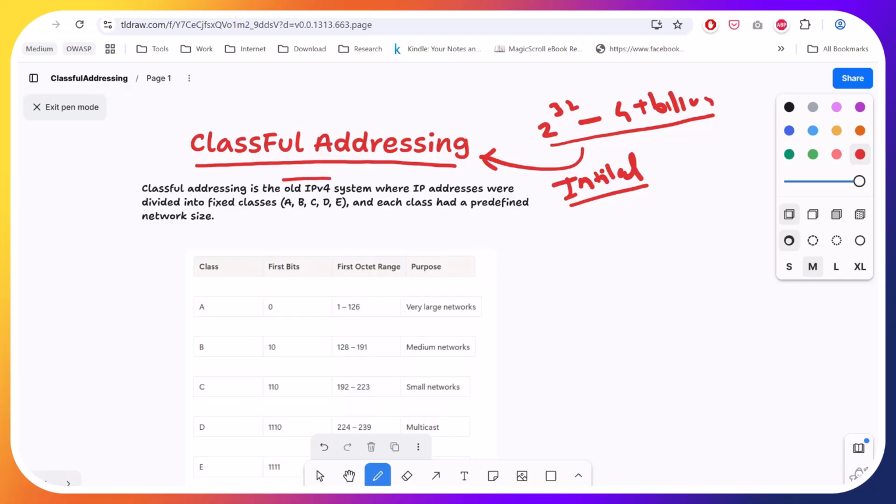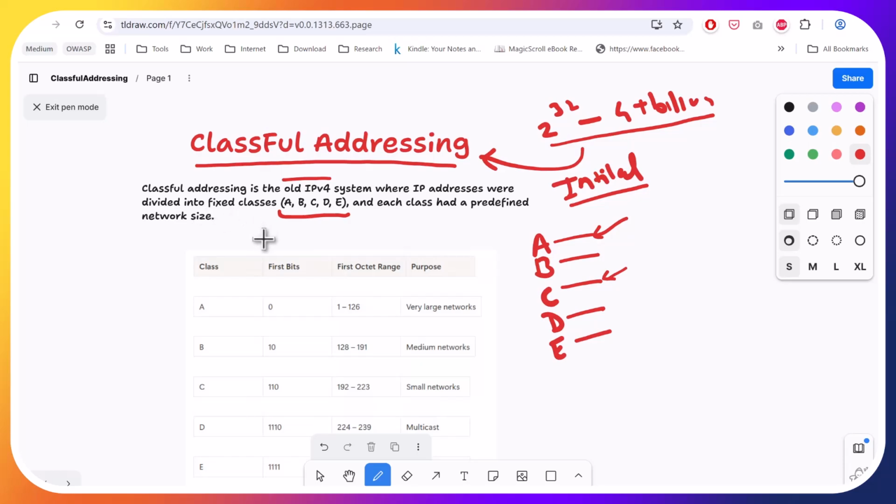where IP addresses were divided into the fixed classes A, B, C, D, E, and each class has a predefined network size. Each had some size, and there was a purpose. If you are coming from some organization, then you should go for C. If you are coming from some huge company network, you should use A. That kind of thing was there, so we will understand it.